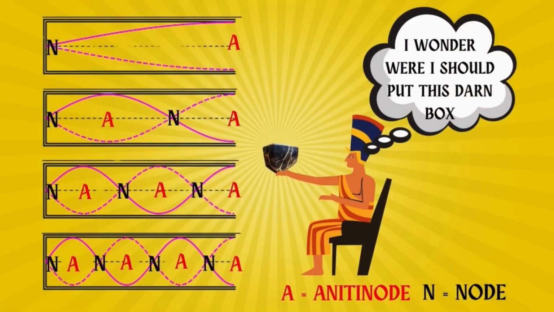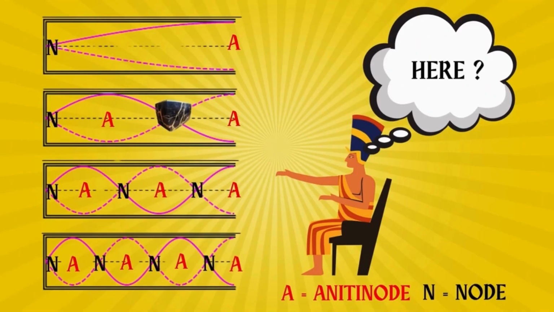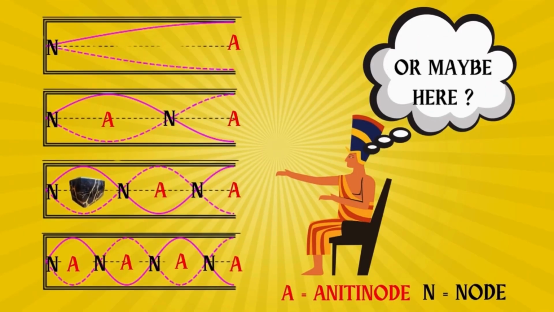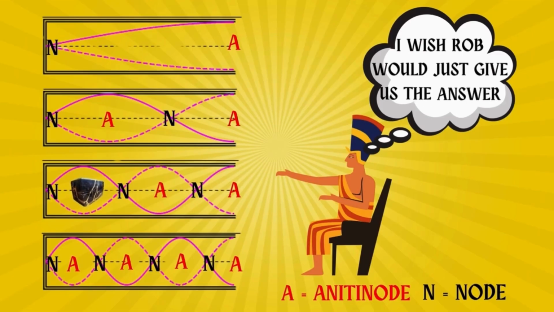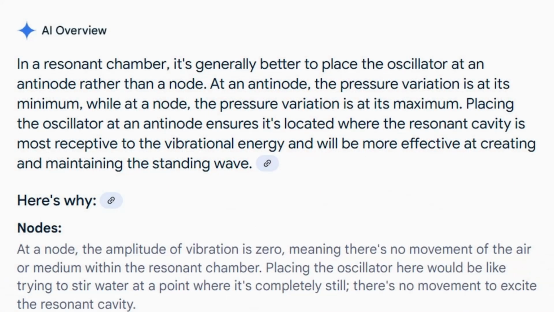Well, I've always guessed that where the ancient Egyptians put these oscillators in the sanctuaries was no accident, and I wondered if it would be best to put an oscillator in the position of a node or an antinode inside of one of these sanctuaries. So I searched it. It turns out for the maximum effect, you need to put the oscillator in the position of an antinode, because antinodes are the points of maximum amplitude in a standing wave, which means that it'll give it the most freedom of movement.